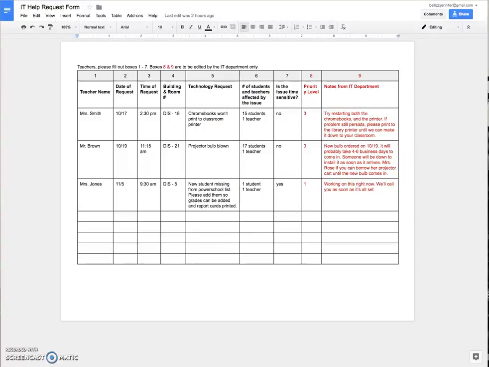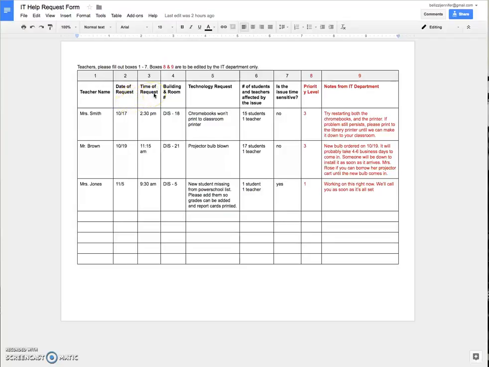So this is the Google Doc I created as a prototype for the IT department to use for issues in the districts. These boxes here, numbers 1 through 7, are meant to be filled out by teachers. And 8 and 9, the red boxes, are really to be left blank and only filled out by the IT department people themselves. Teachers would put their name, obviously, the date of their request, and the time.